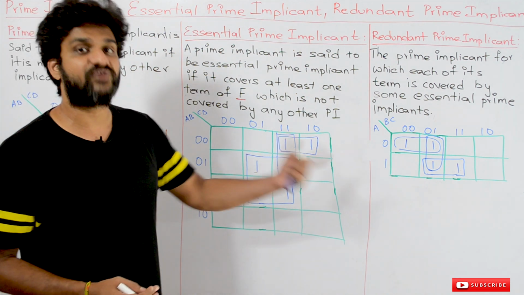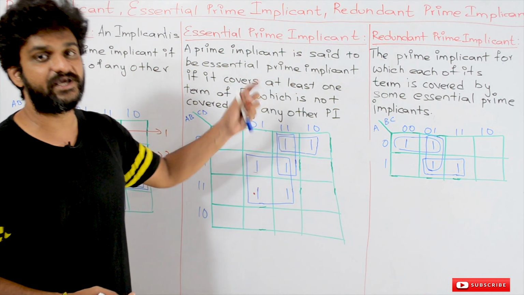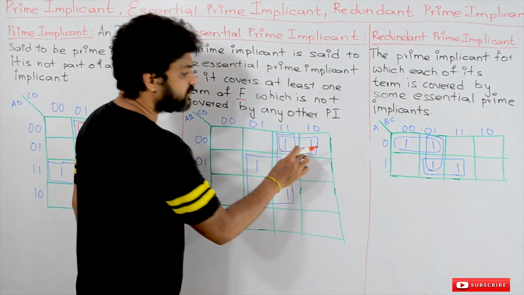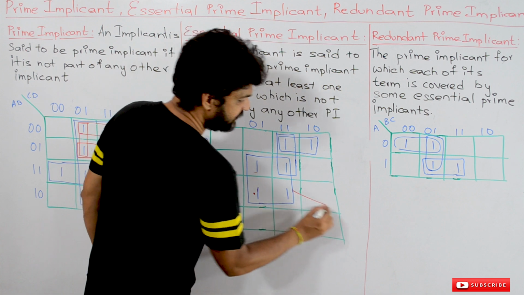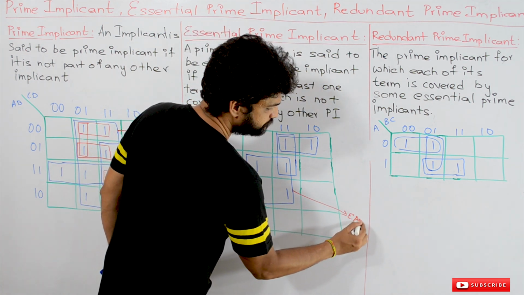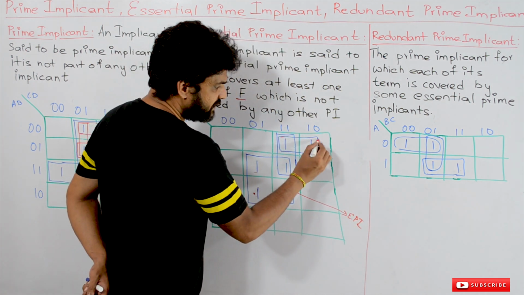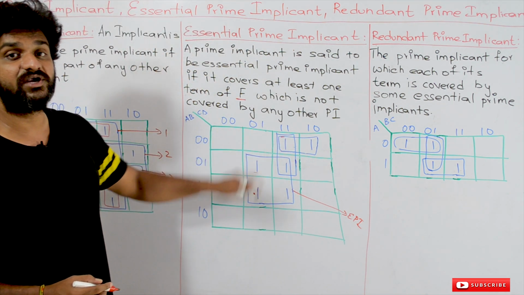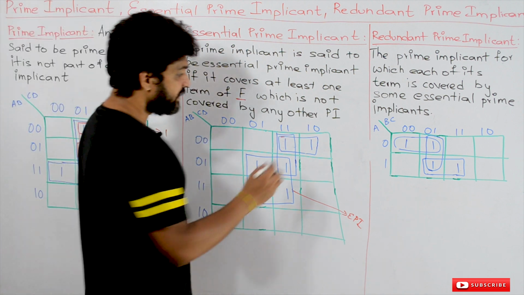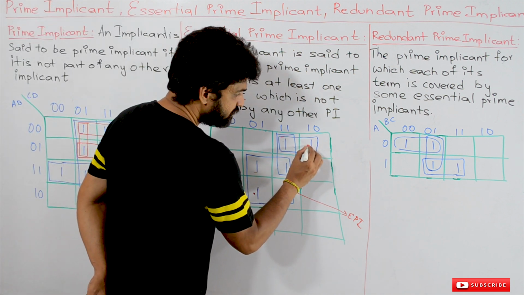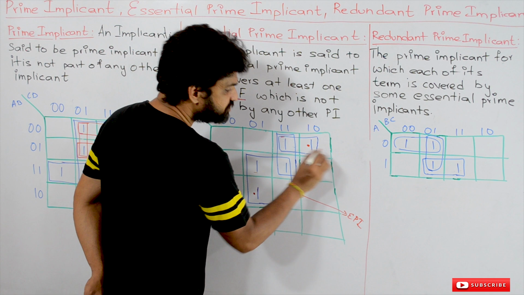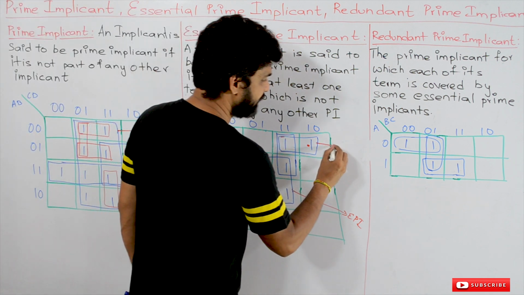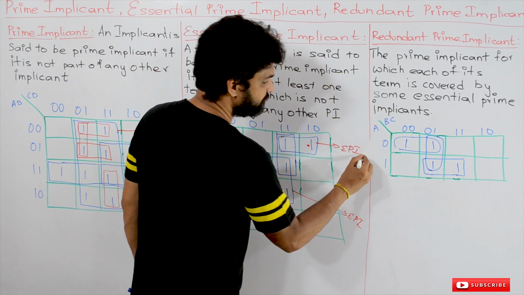We need at least one term which is not covered by any other prime implicant. At least means this is sufficient. So if you take this prime implicant, this is an essential prime implicant, and if you take this other prime implicant, can it be called an essential prime implicant? Yes, it can, because it consists of at least one term which is not covered by any other prime implicant. So this is also an essential prime implicant.